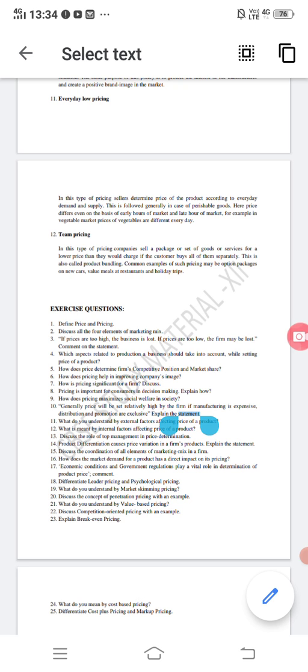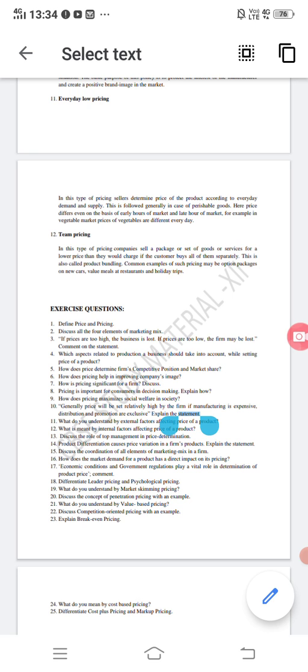This is followed generally in case of perishable goods. This is an important statement to learn and to highlight. Perishable goods are those goods which can't be stored for a longer time, जो जल्दी ख़राब हो जाते हैं, which can be spoiled soon, like vegetables, fruits, milk, bread.